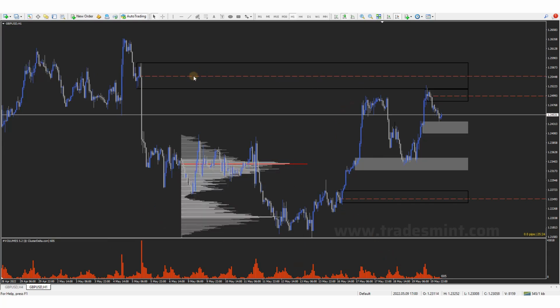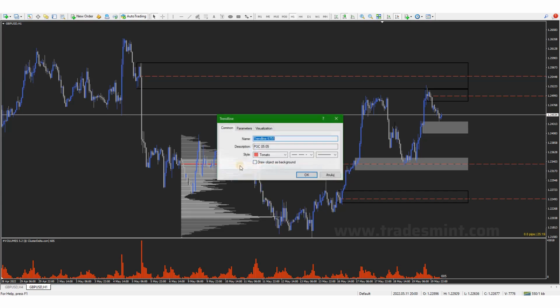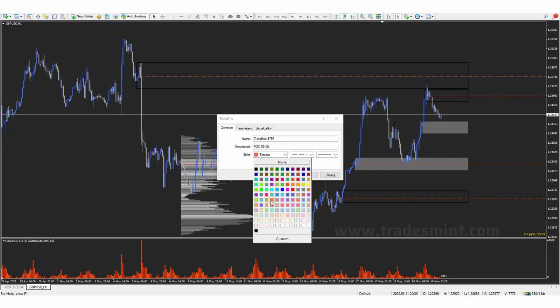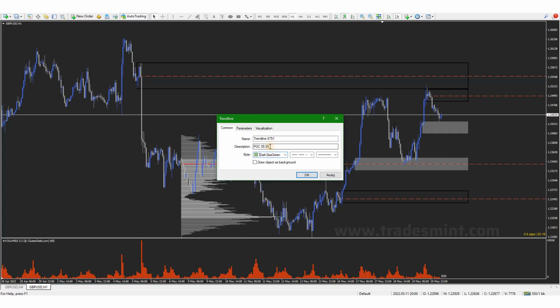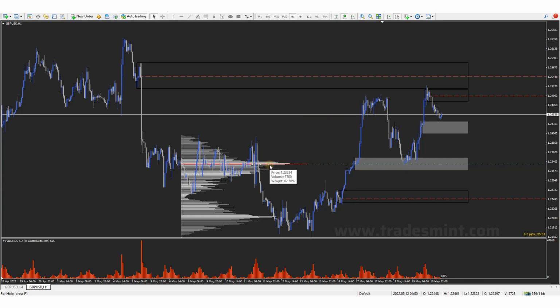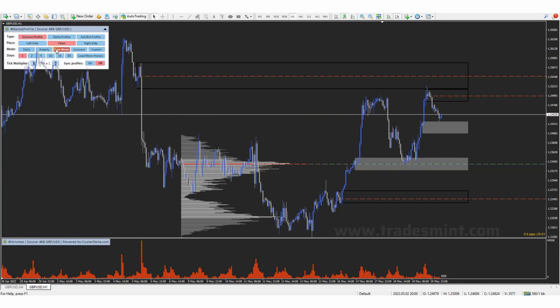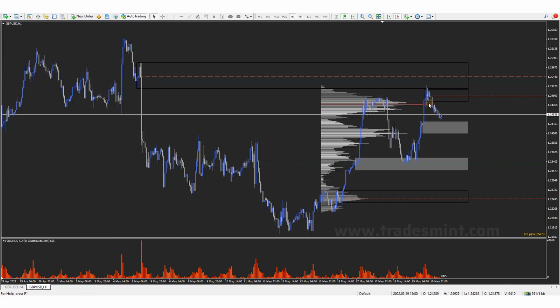to mark also the important point of control, like this one. I like to change the color. Let's see, this one, and this is the previous week point of control. Good. And let's see how the actual week looks.